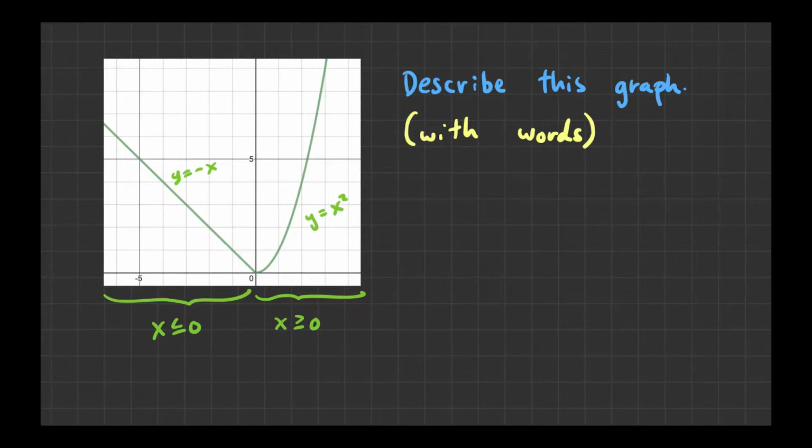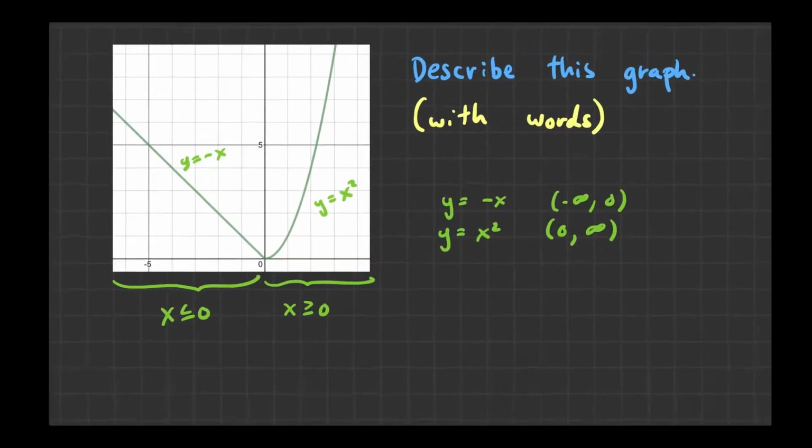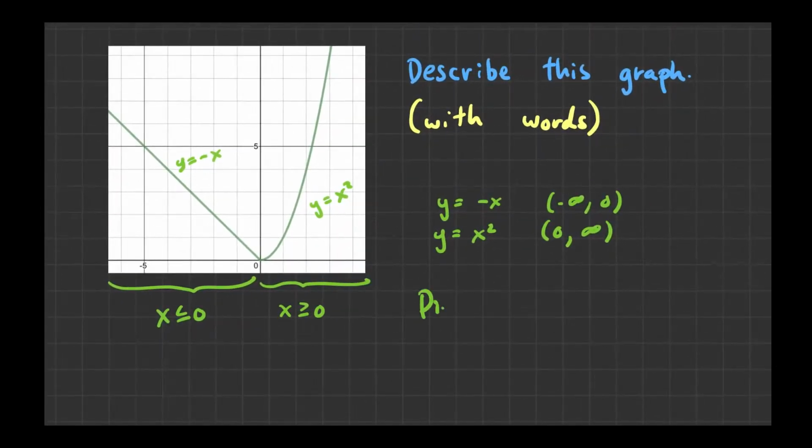So do you guys have anything to add to this? I threw in the restrictions. The restrictions, okay. So I said y is equal to negative x when x is from negative infinity to less than or equal to 0, and then x squared when x is greater than 0. Yeah. Some people like to call this a piecewise defined function. So this is a piecewise function.